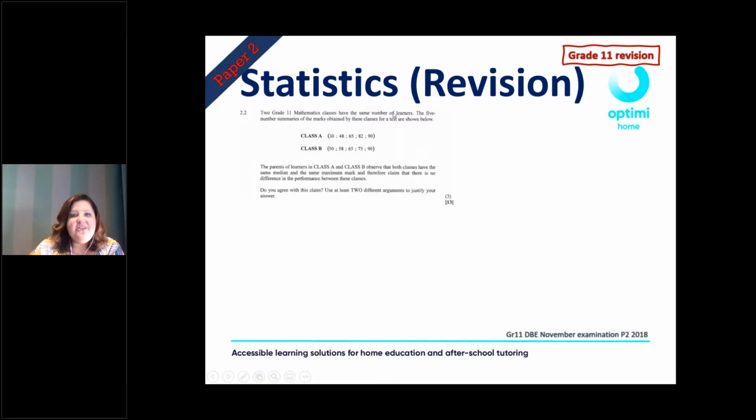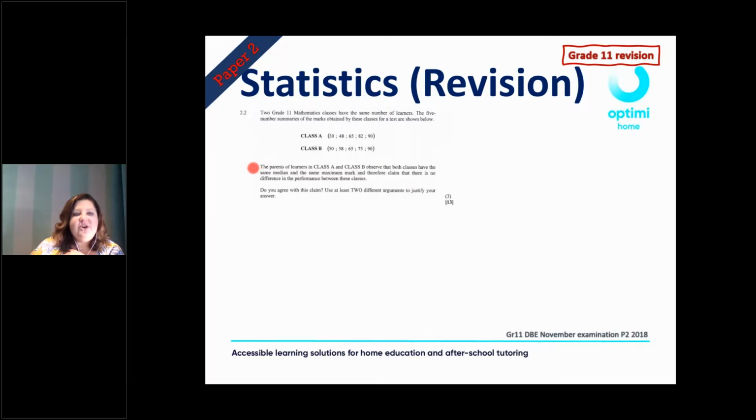Okay. So now they talk about the 5 number summaries, which has a minimum value and a maximum value, a lower quartile, your median, and your upper quartile. So this is for both sets. So class A, these are their results, and class B, these are their results.